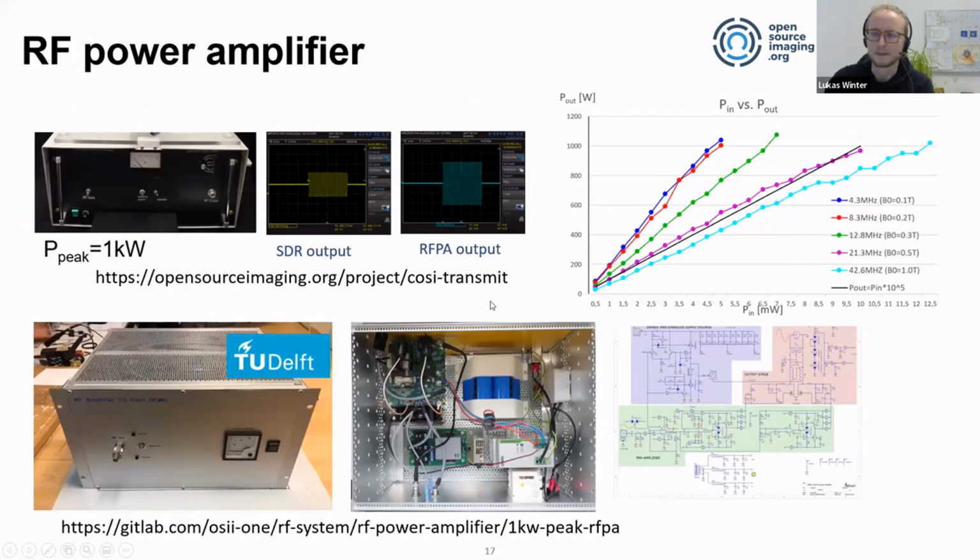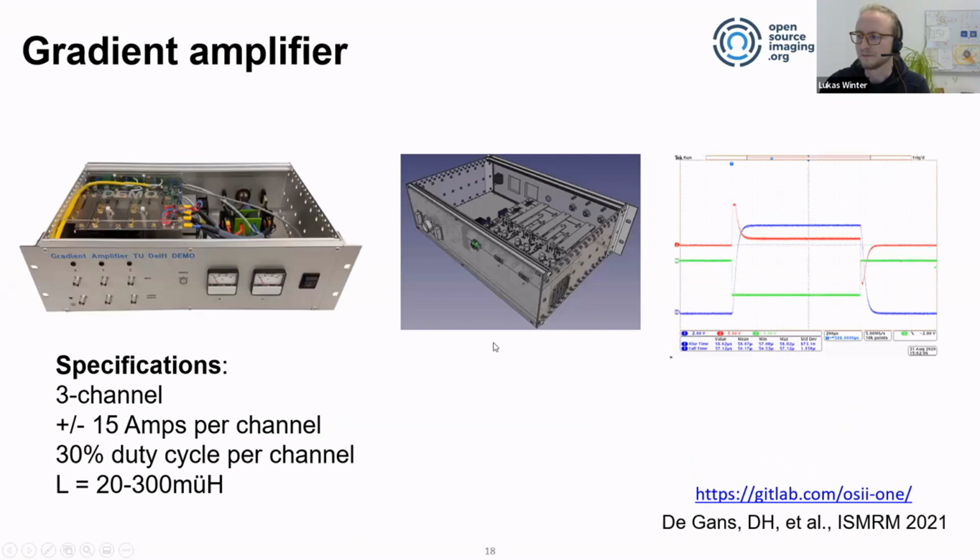Okay, we need some stronger signals than the Red Pitaya can output. So we need some amplifiers, and here's an RF power amplifier, way too powerful actually for this low field application. It's 1 kilowatt peak power, and you can see it can be done for different frequencies. We have some good linearity there, and there are different designs. One done at the PTB, and one from Delft University.